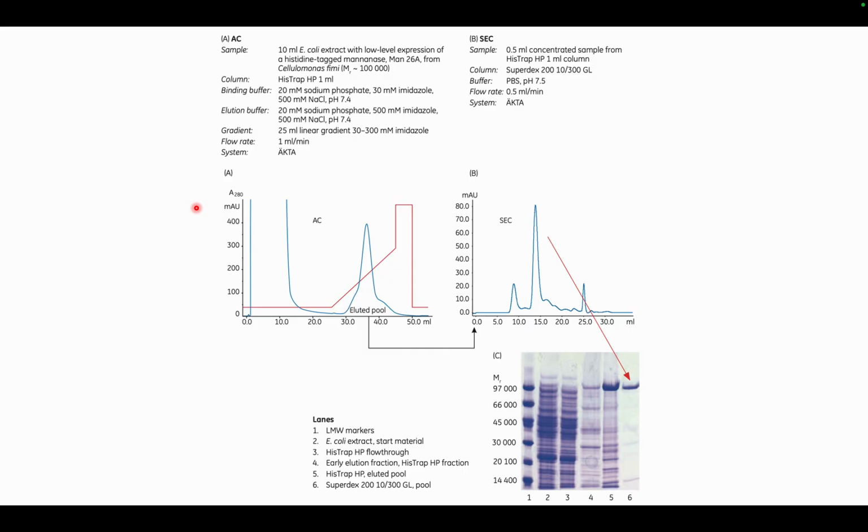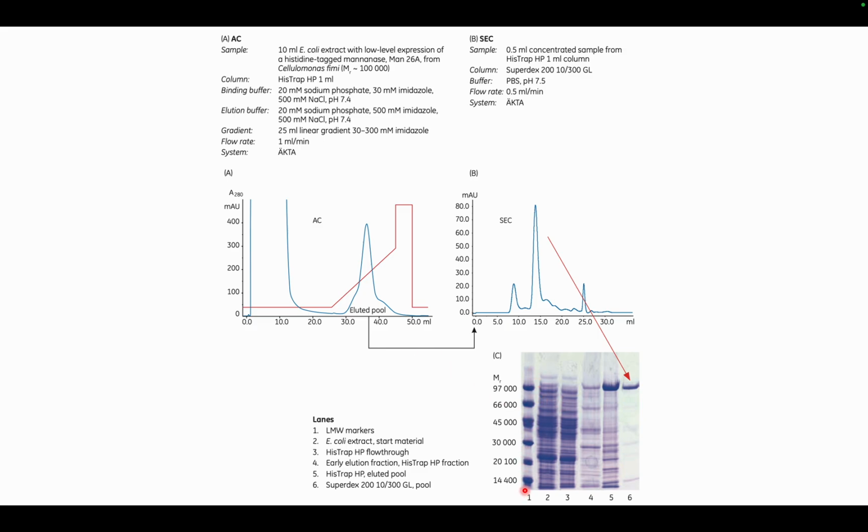And just an example of what affinity chromatography might look like in a protein purification workflow. So here there's an E. coli cell extract where they're trying to purify a protein called manganese. And they're doing histidine nickel affinity chromatography, which as I said, we'll discuss later, where you can see that they have gotten a sharp peak after affinity. So this will contain manganese, but it might also contain some other contaminants. So this is what they're showing us.